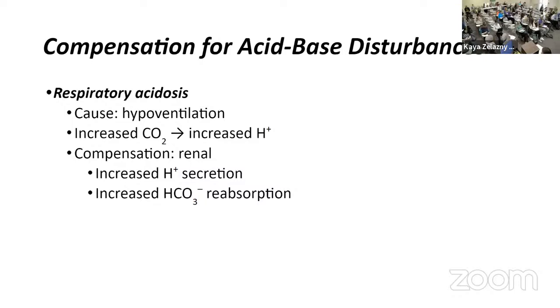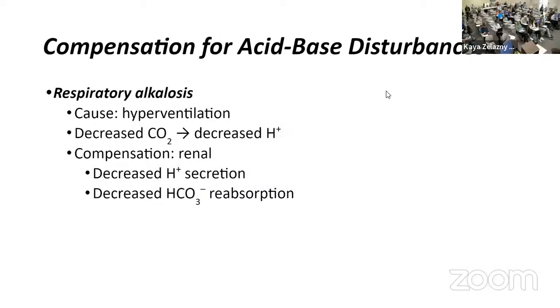The way you'd compensate for that is secreting more hydrogen ions and increasing that bicarbonate reabsorption. We have respiratory alkalosis. So you're breathing too fast, breathing off too much CO2. You'd see decreased PCO2 in the blood, essentially decreased hydrogen ions. Again, if the problem is respiratory, the compensation is going to be renal. So you're going to just do the opposite. You want to keep more hydrogen in the blood. So you're going to decrease how much is secreted and therefore excreted. And you're going to not reabsorb as much bicarbonate because you don't want to buffer out the remaining acidity.